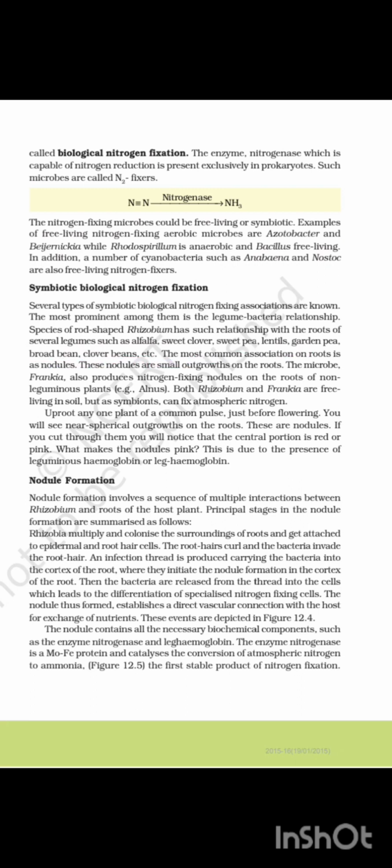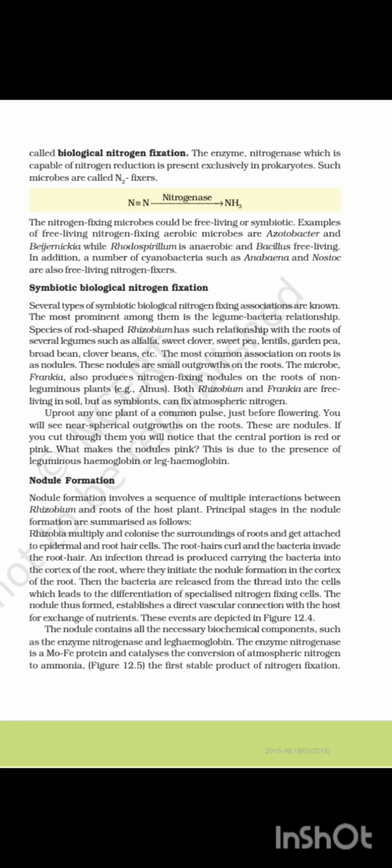The most common association is on roots as nodules. The nodules are small outgrowths on the roots. The microbe Frankia also produces nitrogen fixing nodules on the roots of non-legume plants, for example Alnus. Both Rhizobium and Frankia are free living in soil, but as symbionts can fix atmospheric nitrogen.